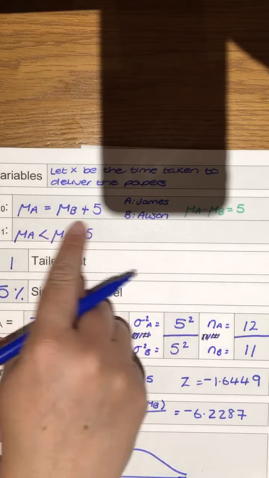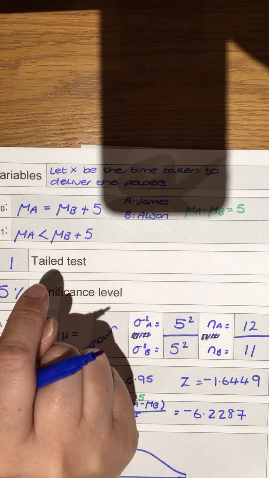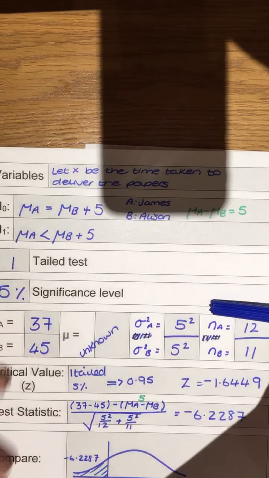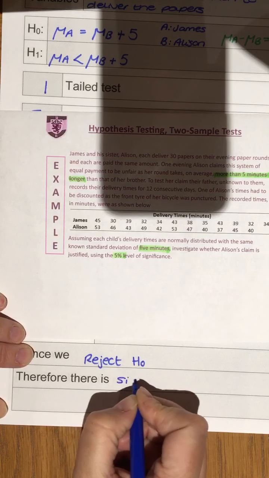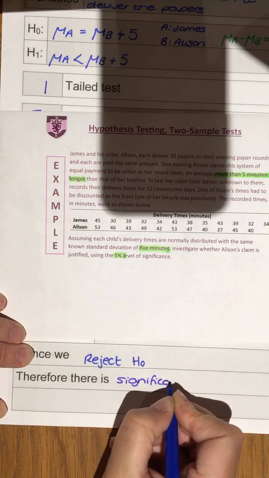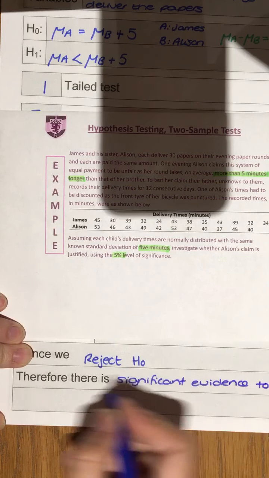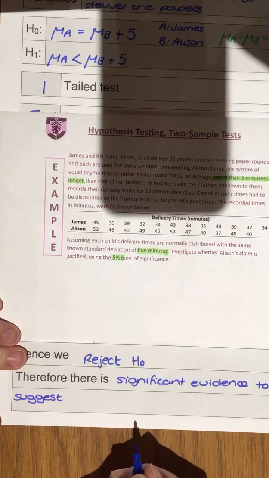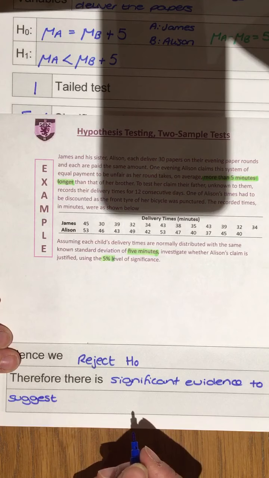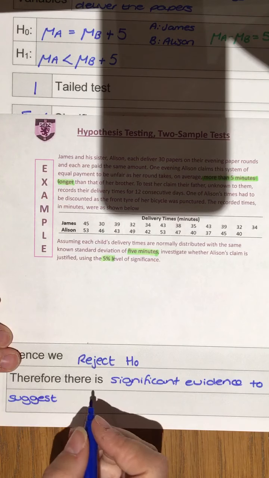H0 said that they were equal, with hers being that 5 minutes longer. We're saying, that is not true. So, we are agreeing with Alison's claim, or we're saying there is significant evidence to suggest. Now, I'm going to do the cheats way here. Because of the way this question is worded, I don't have to use loads of context. I can just say that there is significant evidence to suggest Alison's claim is true.